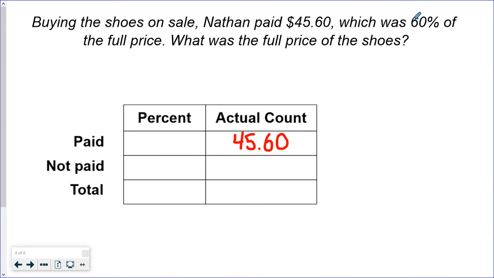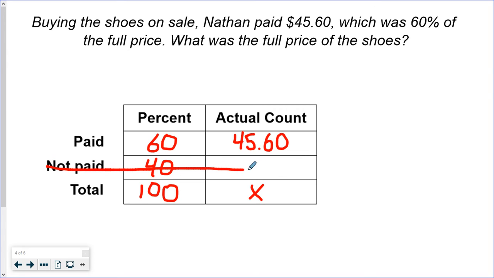And this happens to be 60% of the full price. So Nathan paid 60%. I'm going to put 60 here. Okay, and so if he paid 60%, the percentage he did not pay, well, I subtract that from 100. That means he did not pay 40%. And then we know that this total is going to be 100%. Now, if I look at the question, what was the full price of the shoes? So I want to figure out what was the total price, which means I don't need to know how much he did not pay.